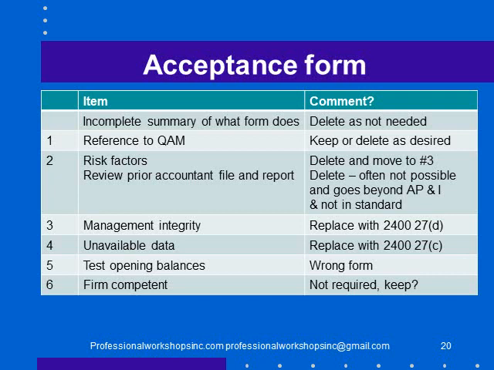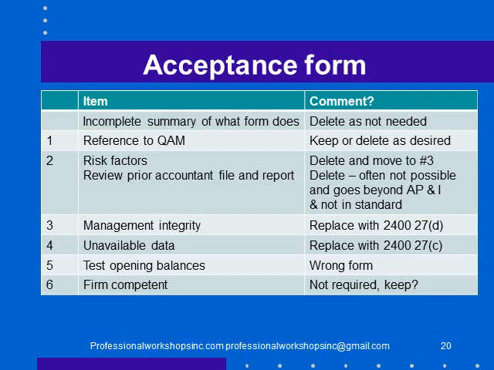A lot of questions about management integrity. I would replace that with what's in 2427D. What to do if data is unavailable. I would replace that with 2427C. Testing of opening balances. We are into point number 2 again. It's the wrong form, and indeed that's what point number 2 is about. It's on the wrong form. We've decided to accept the client. Now we're going to go test the opening balances.